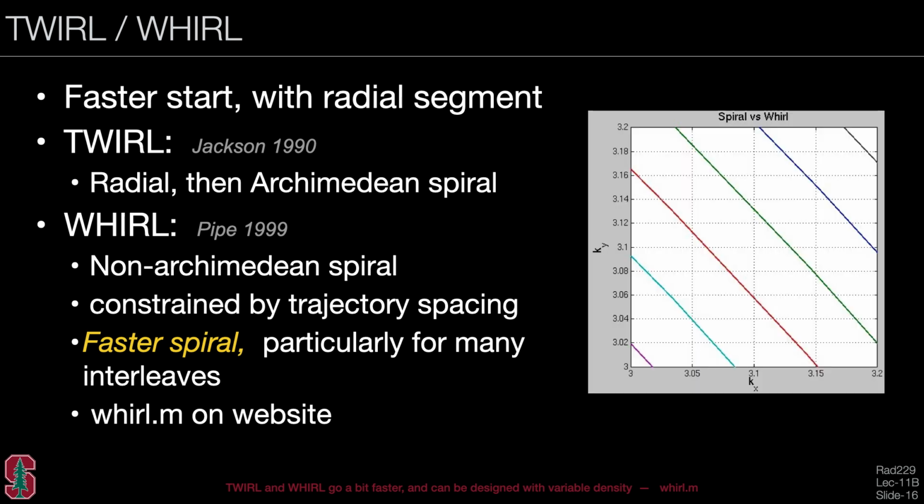This is an example of comparing spiral versus whirl, and we've zoomed in on the outer trajectories here. In Archimedean spiral, the spacing between these trajectories is 1 over the field of view, and this is in the KR direction, so this is radially outward. In whirl, what's looked at is the spacing perpendicular to the trajectory itself, and this looks like a very subtle difference, but it actually improves things substantially.